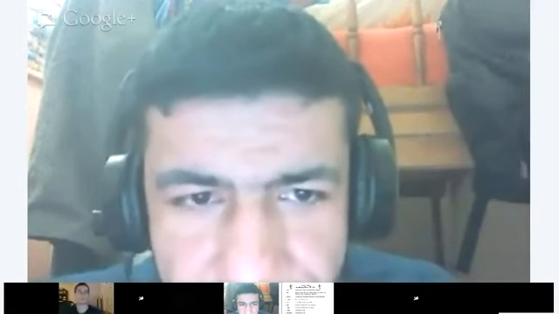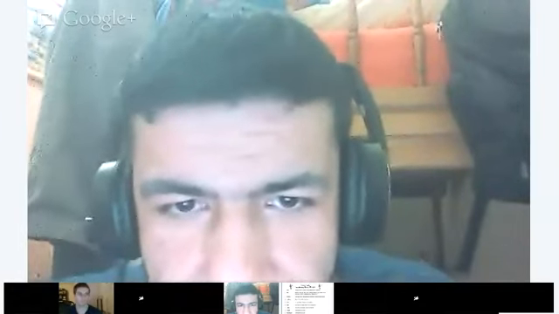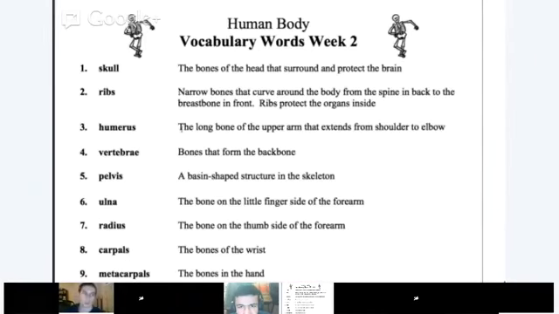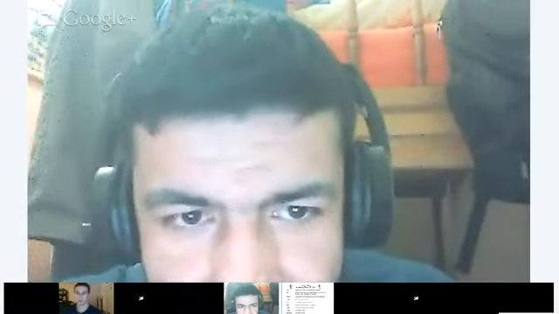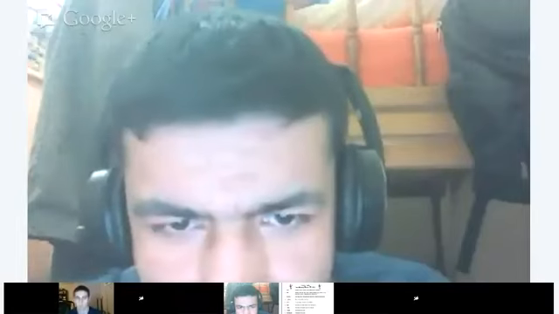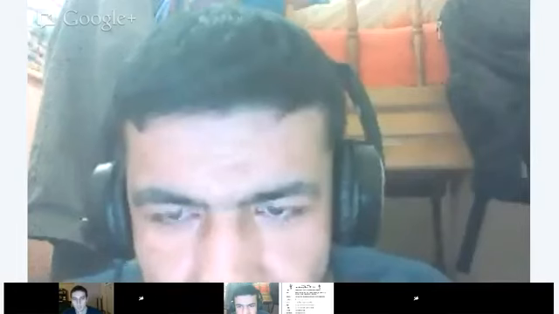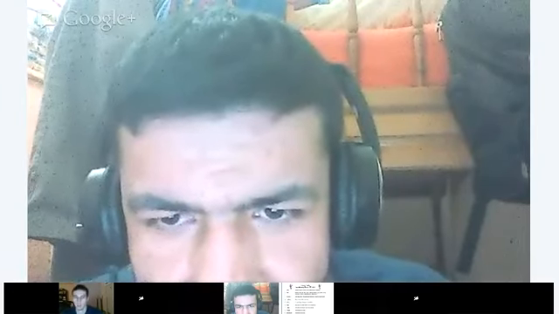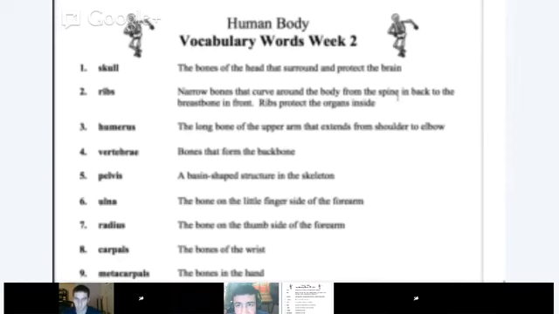Number 1, skull: the bones of the head that surround and protect the brain. I just want to say that it is pronounced skull. Okay, skull. Perfect. Number 2, ribs: narrow bones that curve around the body from the spine in back to the breastbone in front. Sorry, this word is spine. Okay, from the spine in back to the breastbone in front. Ribs protect the organs inside. Perfect. Thank you so much, Hami.